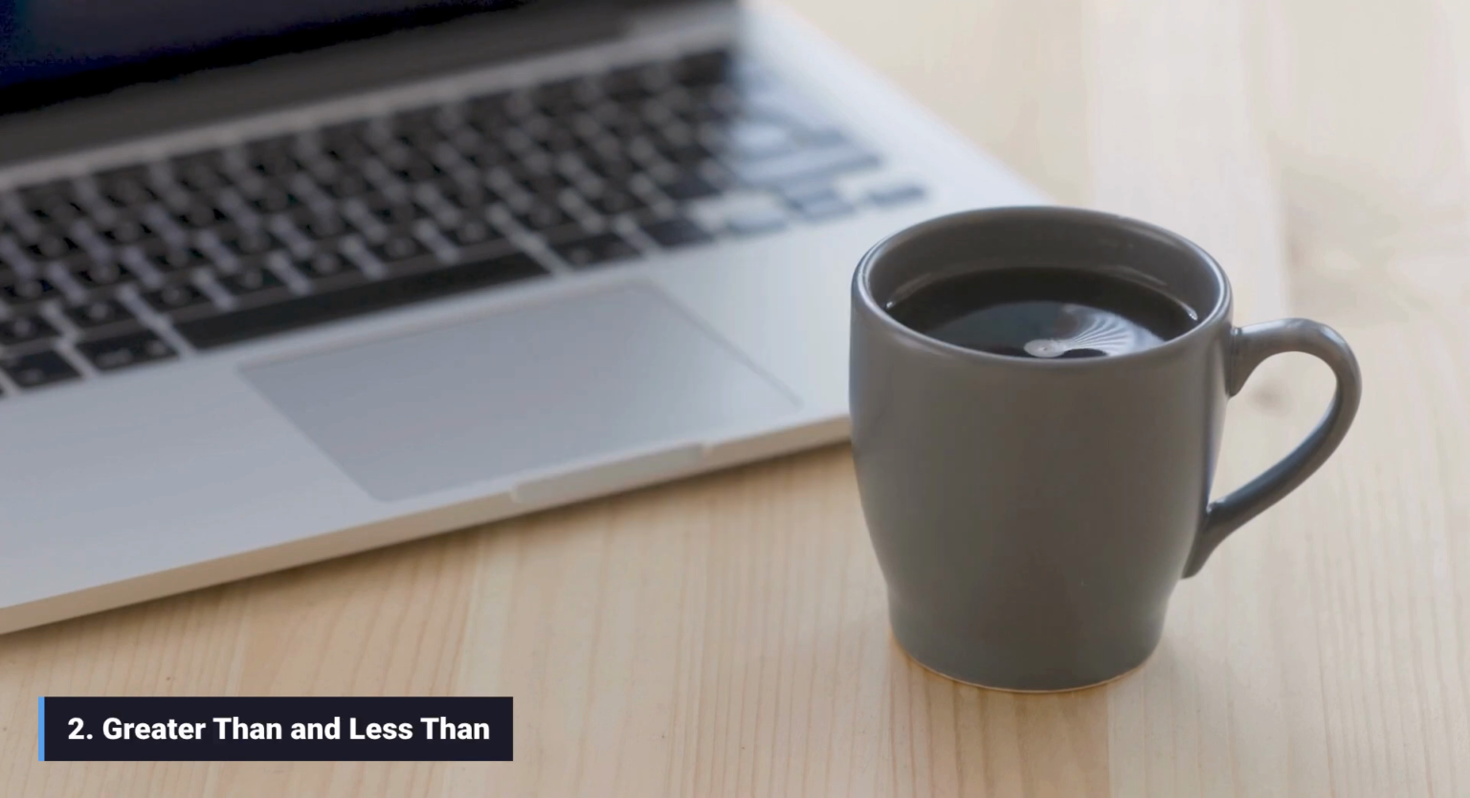2. Greater than and less than. We use the familiar mathematical symbols for checking magnitude, including the combined operators for greater than or equal to and less than or equal to.